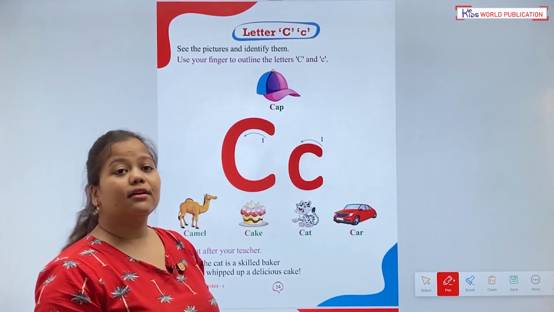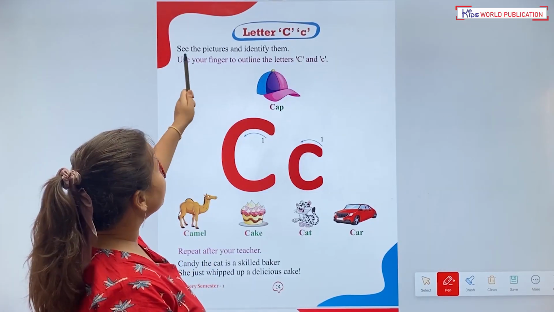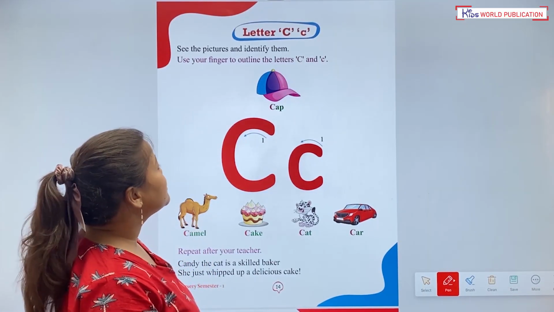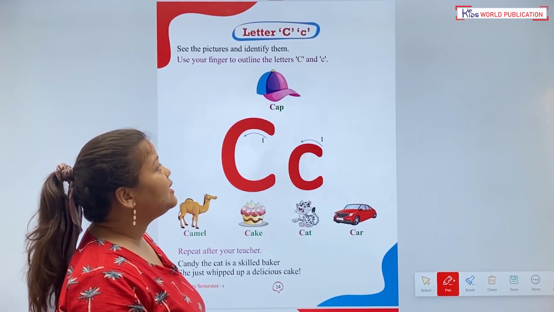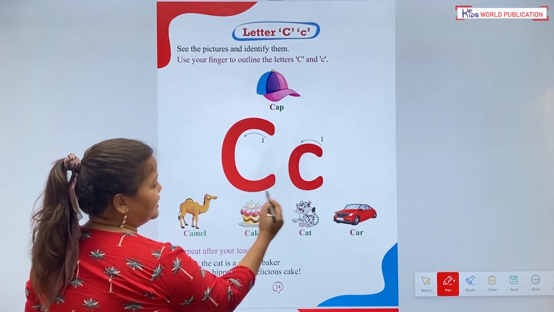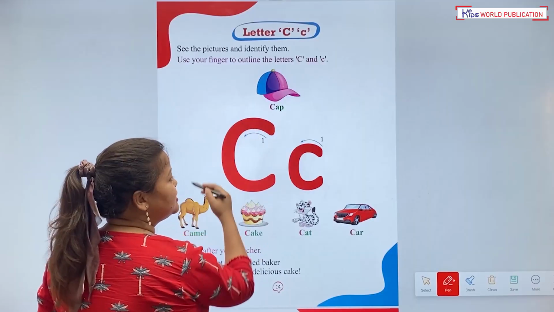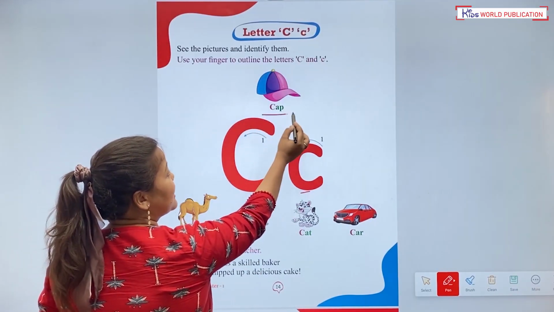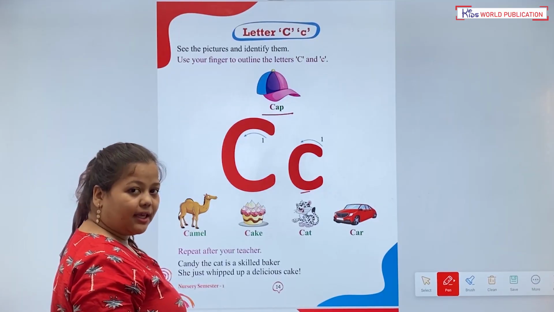Letter C, K. See the pictures and identify them. Use your finger to outline the letter C and K. C. So kids, this is the letter C, K. C for cap. C-A-P, cap.